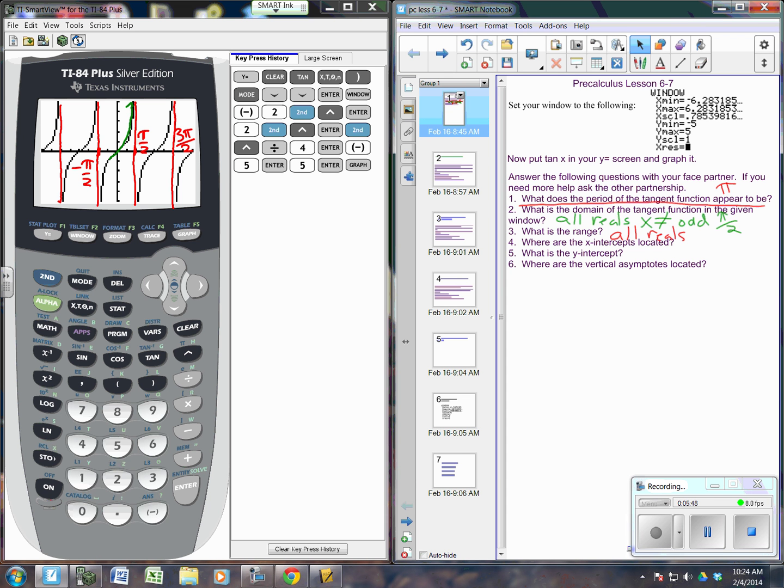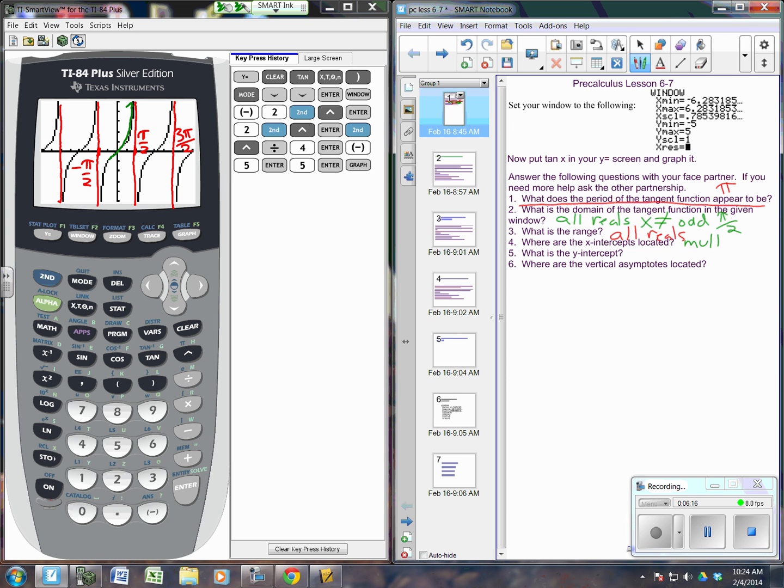What did you guys come up with for the x-intercepts? You discussed that yourselves. What did you come up with? All the pi's? Where else? 0. So pi, 2 pi, 3 pi, 4 pi, 5 pi, 6 pi, 7 pi, 8 pi, 9 pi. So what's the way we can say that? It's not just all pi's, right? So it's multiples of pi. Okay, multiples of pi.